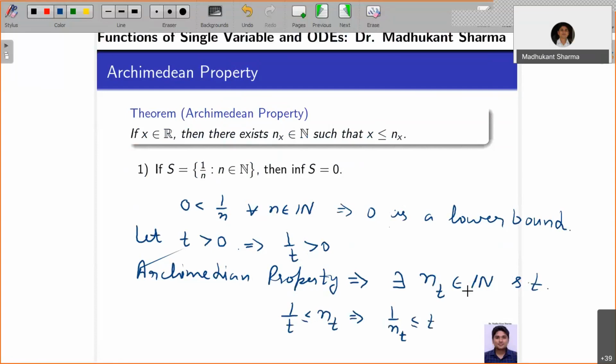Since nt is in the set of natural numbers, it is never 0. So you can see nt on the left and t on the right. But 1 by nt belongs to the set S. So you are able to identify an element which is sitting on the left of t. So this implies t is not a lower bound.